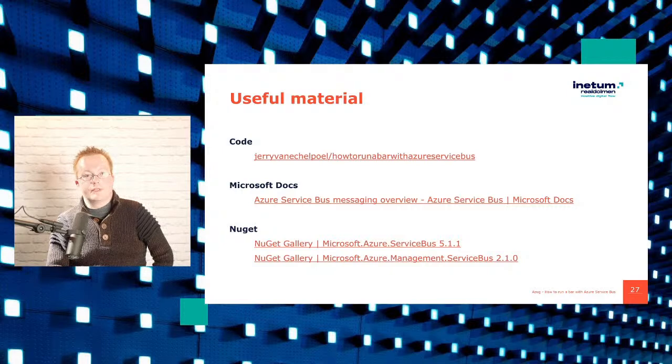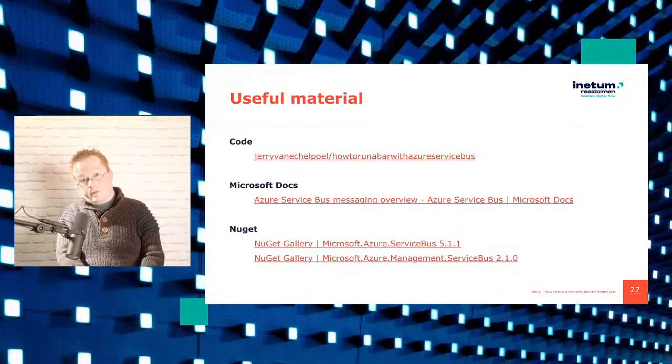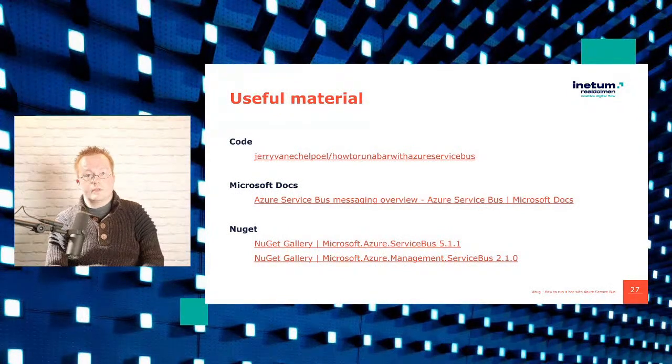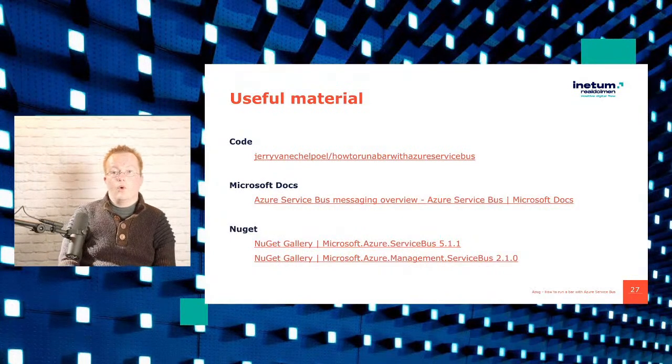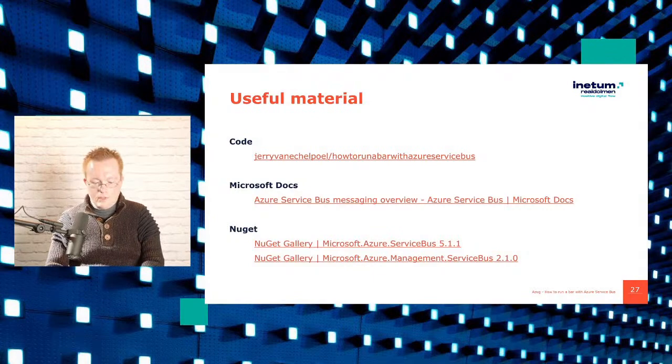Then there are the docs where all of the queues and subscription things are explained, and then of course the NuGet galleries that you can use. In this case, Service Bus 5.1.1 is the latest version of the package that you can use to communicate with the bus. And then, of course, you have the management service bus 2.0.1. All right. I hope you have enjoyed this little demo on Azure Service Bus.